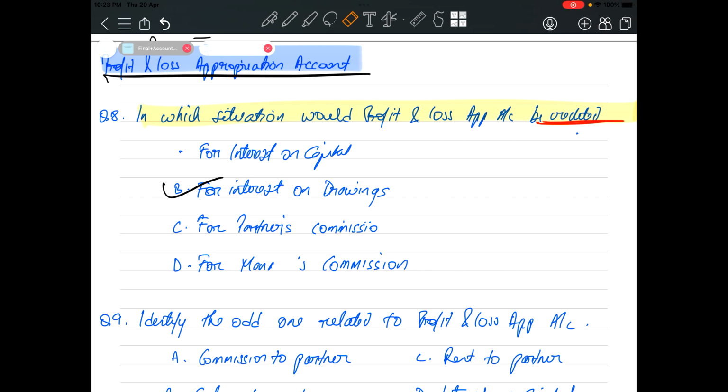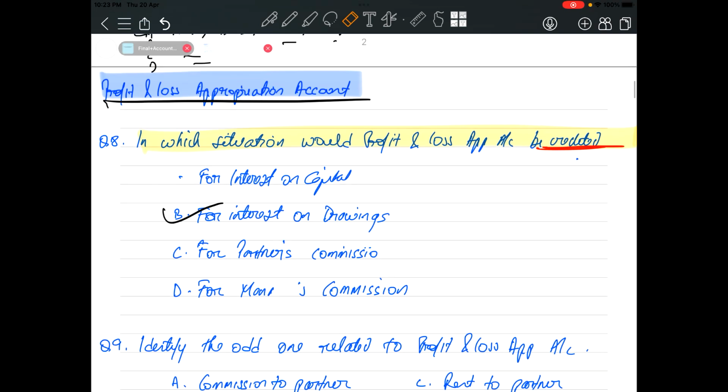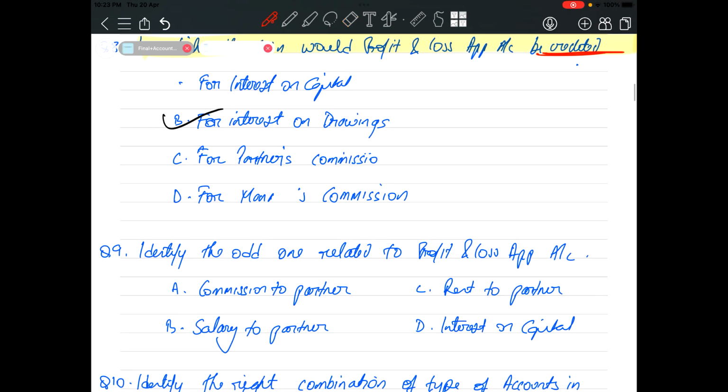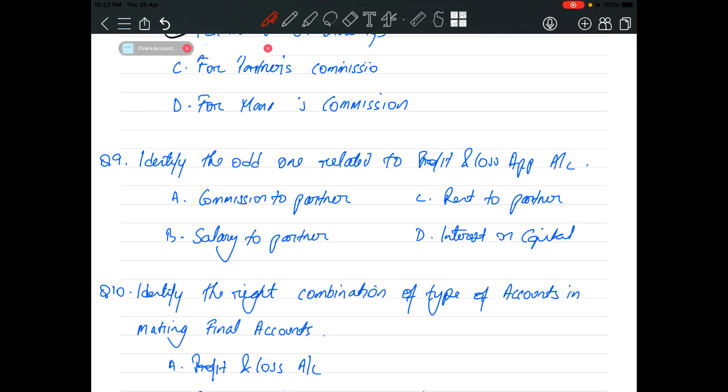So now you can take the screenshot. Now let's move to question number 9. Identify the odd one related to the profit and loss appropriation account. What do you mean by odd one? Odd one means items which are not related to the P&L appropriation account.